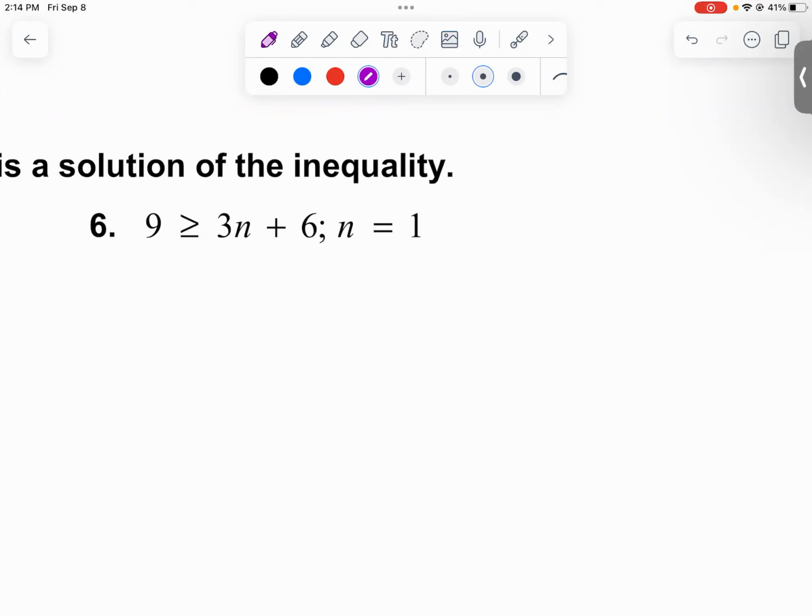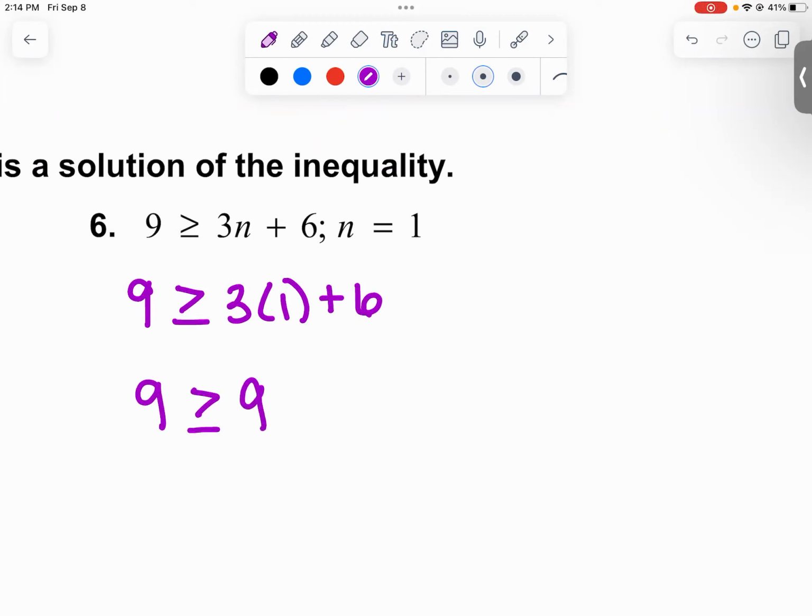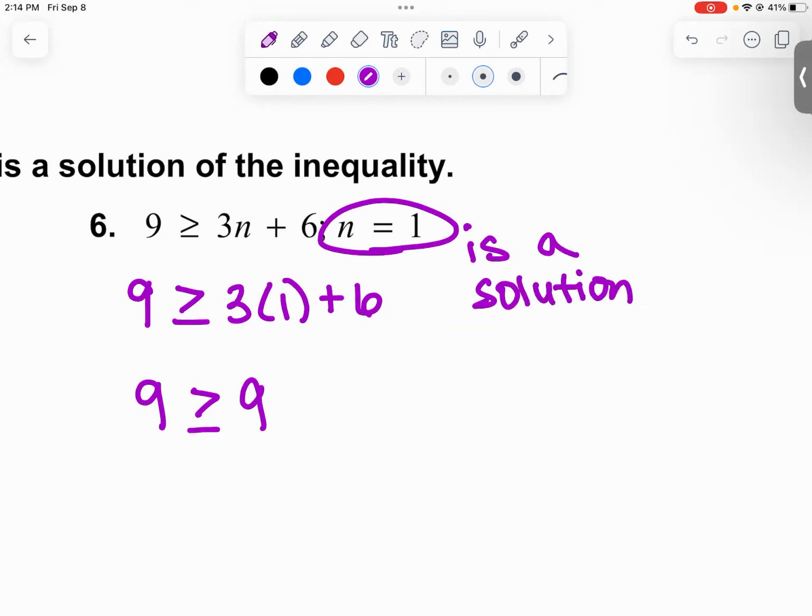Now, if we plug 1 in for n in number 6, what's 3 times 1 plus 6? Is 9 greater than or equal to 9? Okay, so this is a solution because when we plug it into our inequality, it makes sense. Since this line means equal, it's okay to be equal.